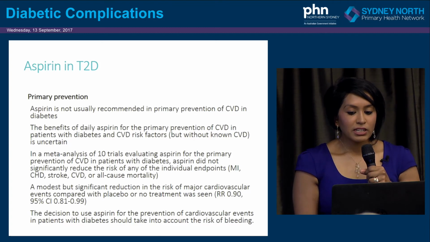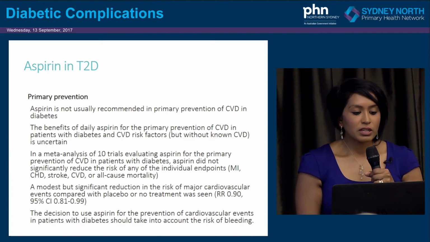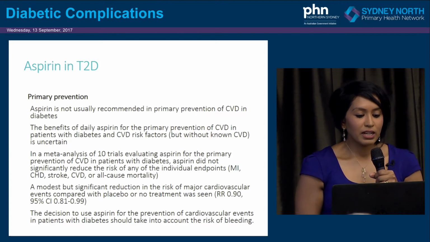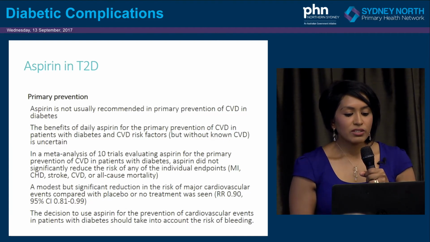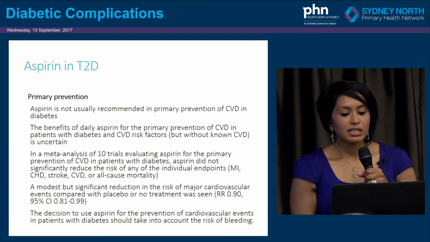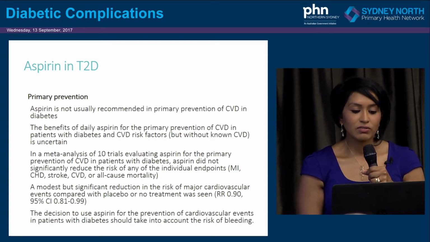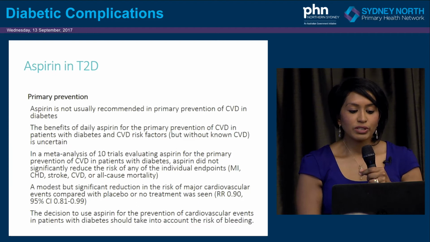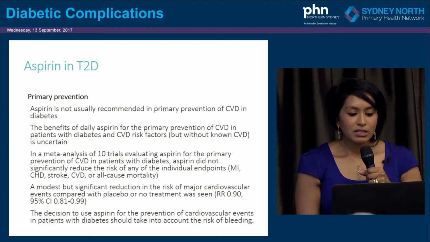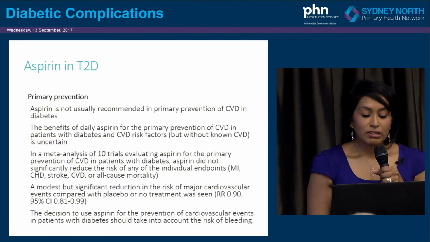In terms of other medications that you want to think about in your patients with type 2 diabetes, one is aspirin. So in primary prevention, so that is patients with type 2 diabetes that have risk factors of cardiovascular disease but have not had any evidence of cardiovascular disease, aspirin is not usually recommended. The benefits of daily aspirin is still uncertain.